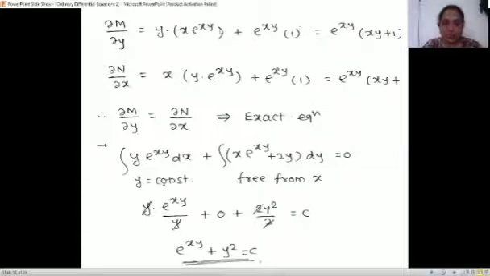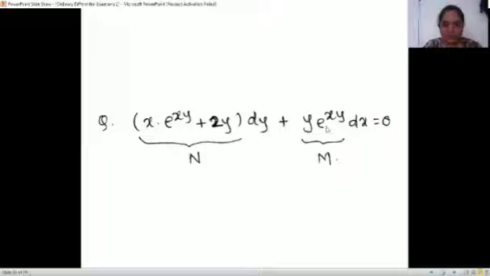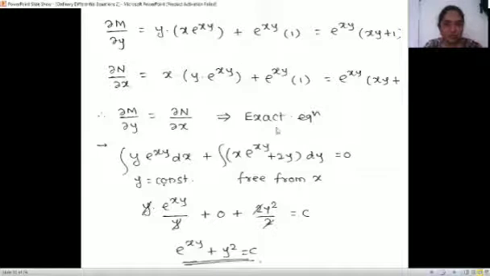And ∂N/∂x is also the same. N is this, this is M, this is N, and we have to take the derivative with respect to x. As this is a y term, the derivative of this whole term will be 0. So it is the same, similar. So the given equation is exact.